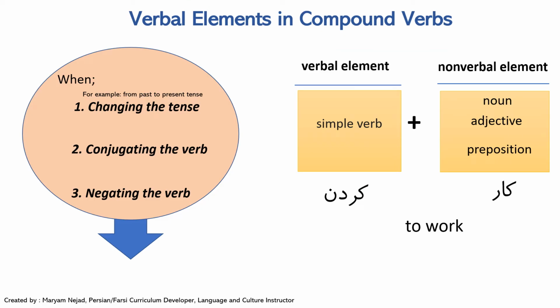There is a super important point that you need to know here, and that is that anytime we want to change the tense, for example, from past tense to present tense, or we want to conjugate the verb, or negate the verb, for any changes to the verb, we need to change the verbal element, meaning the simple verb. For example, here, کار کردن means to work. Let's say we want to change the tense, conjugate it, or negate it, we need to change the verbal element.